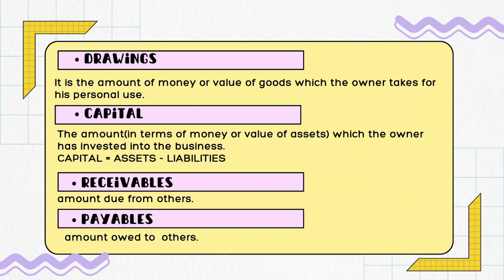Now, receivables or debtors. This is the amount due from others. And the people who owe us money are called debtors. People to whom we owe money are called creditors, and the amount that we owe to them is the payable.